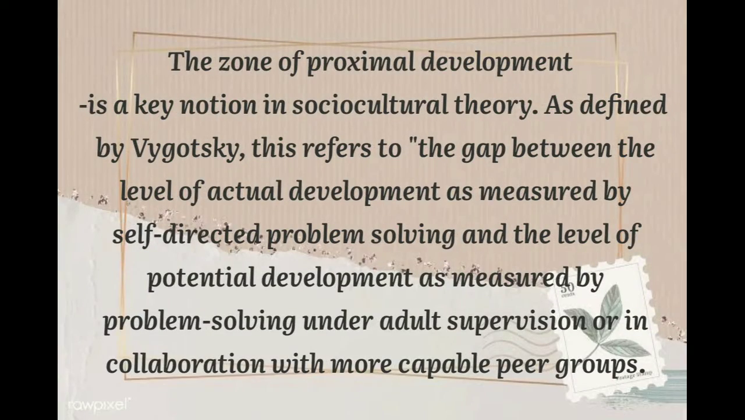The zone of proximal development is a key notion in sociocultural theory. As defined by Vygotsky, this refers to the gap between the level of actual development as measured by self-directed problem solving and the level of potential development as measured by problem solving under adult supervision or in collaboration with more capable peers.